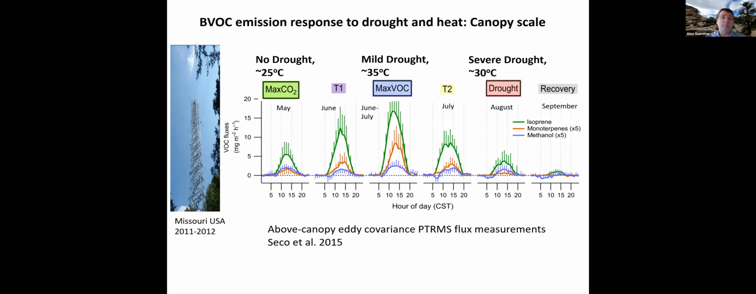You see there the lines, the green is isoprene and the red is monoterpenes, which are the 2 dominant BVOC. And so you can see from these diurnal profiles that as we go from that no drought to mild drought, there's a large increase in both isoprene and monoterpenes. And then as we go from the mild drought to the severe drought, there's a decrease.